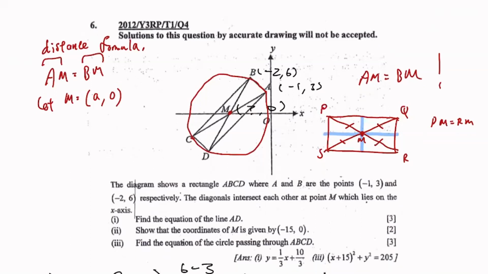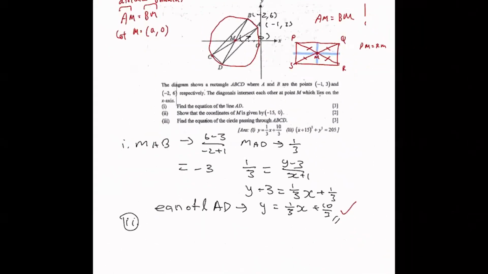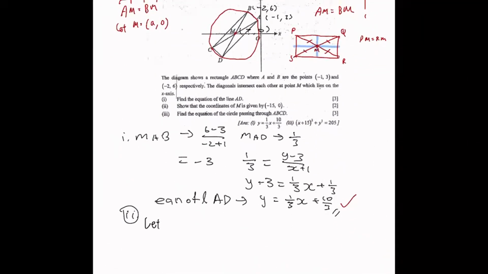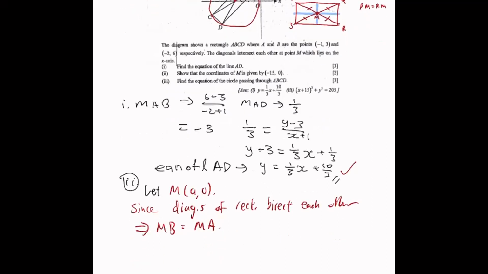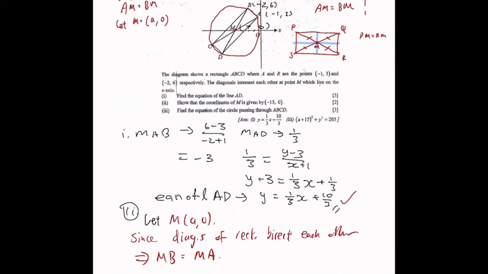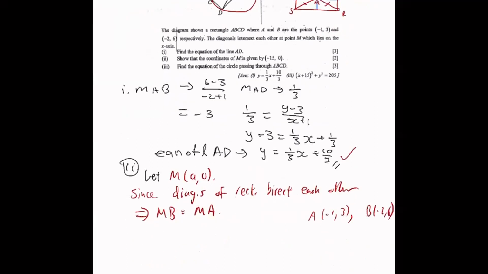Let's just do it. I should use the red pen. Let M be (a, 0). Since diagonals of a rectangle bisect each other, this is just a rectangle property, it implies that MB equals MA, or BM equals AM, same thing. So that means we can find the length of MB and MA. Let me copy down the coordinates of A first, as well as B, so I don't need to keep scrolling around.